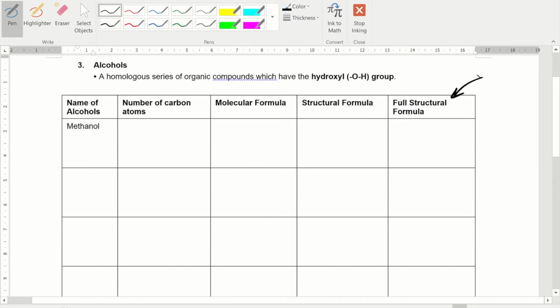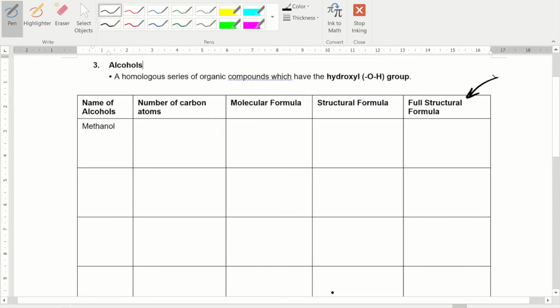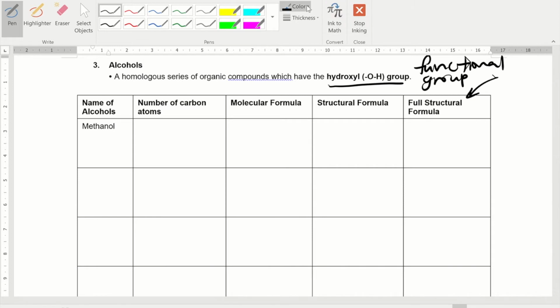Let's take a look at your notes, page 15. Inside your notes, you will see this page. I would like you to add one more column, called full structural formula. So you should have a total of 5 columns, and the one on the right is the name of your alcohol. Alcohols contain this functional group called hydroxyl group. It affects the chemical properties of this homologous series. For this homologous series, likewise, the naming prefix will be the same.